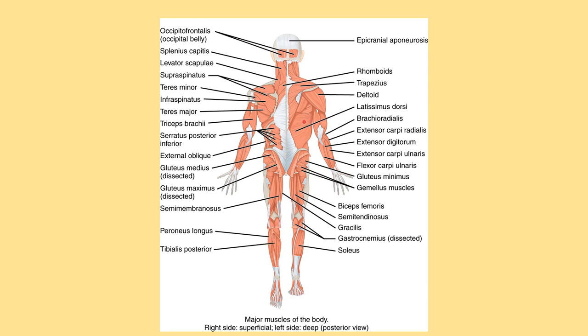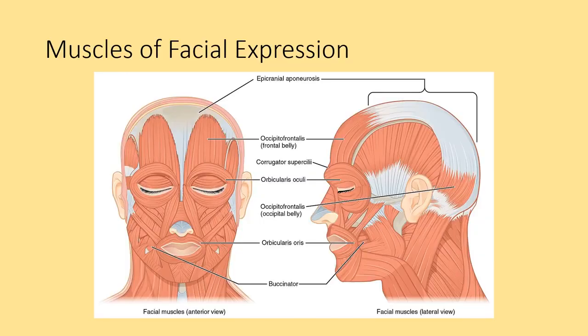But as I said, we're going to look through several of these region by region, like the latissimus dorsi here, etc. So we're going to start at the head and work down. These are some of the muscles that are used. They're attached to the skin, so they're responsible for causing a lot of the facial expressions.